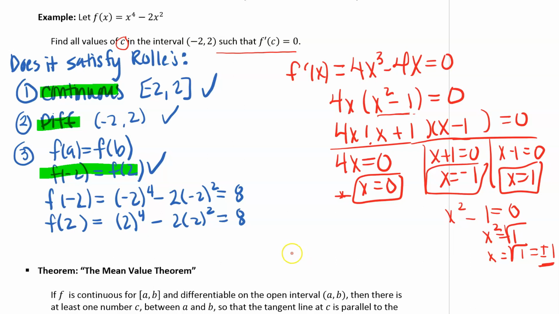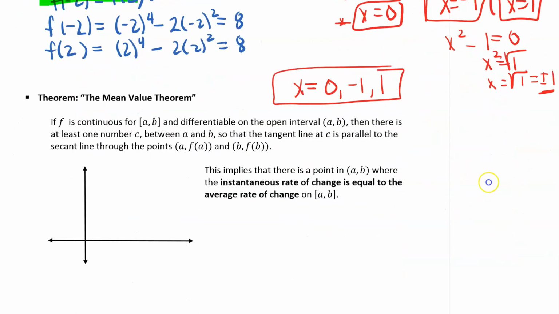So this tells me the values of c that are in that interval where the derivative equals 0 would be at 0, -1, and +1. So that's your Rolle's theorem. It does have those 3 qualifications it has to meet before you even want to dive into the derivative.